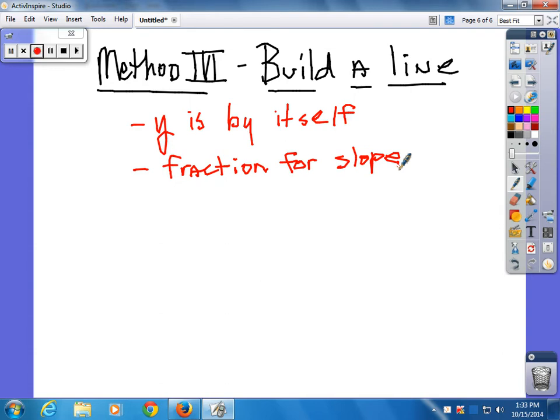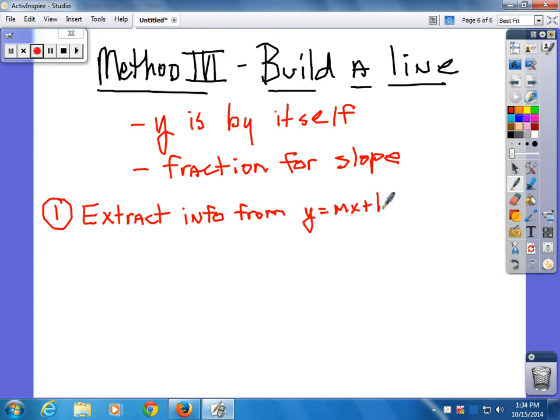What do you do? Well, first thing you do, extract info. What does the word extract mean? Take out, yeah. Extract the tooth. What does that mean? Take out. Take it out. All right, so what I want to do is extract info from y equals mx plus b. In other words, I'm going to give you an example here in just a minute. And what are you going to extract? A, you're going to extract the y-intercept.